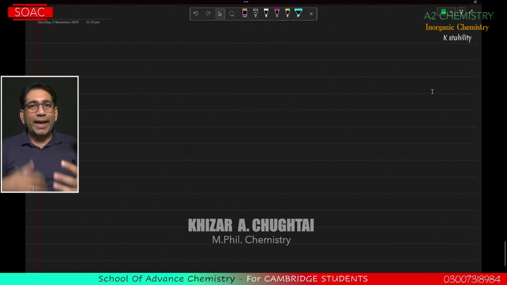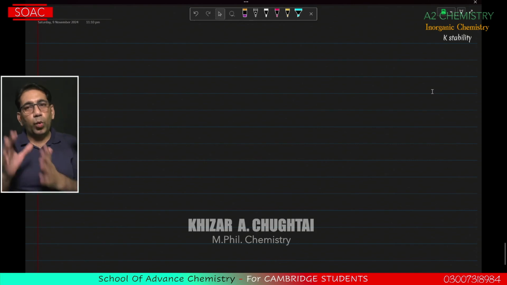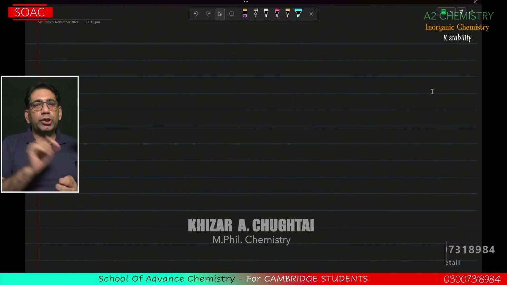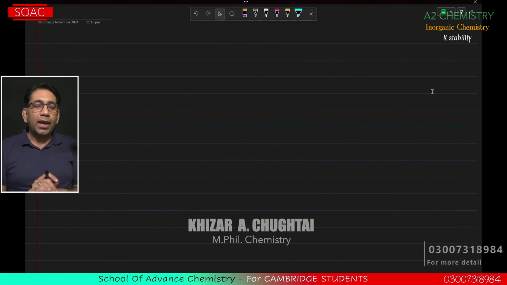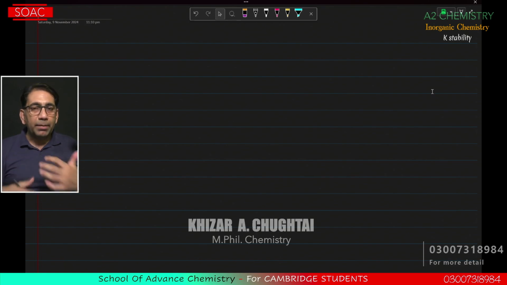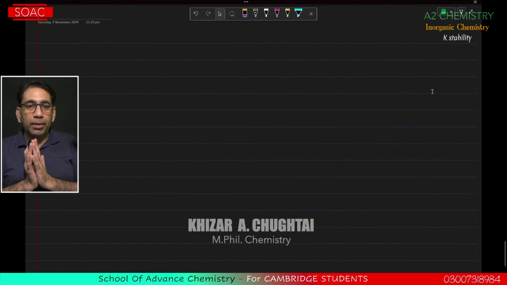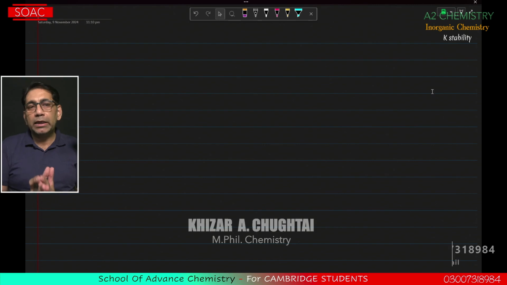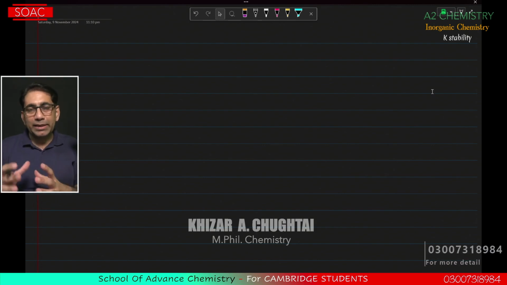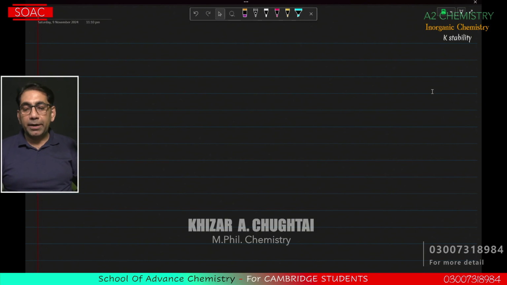I mean, when ligand exchange happens, when one ligand replaces another ligand, the overall reaction is a reversible reaction. A dynamic equilibrium is established. So when this stage has been established, we can calculate a constant like Kc, called K stability.